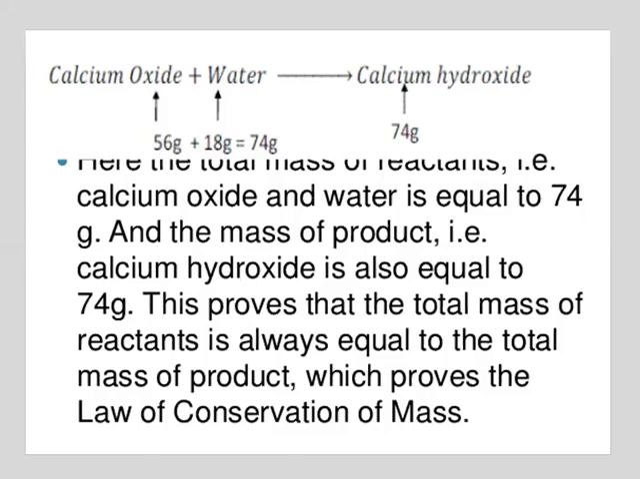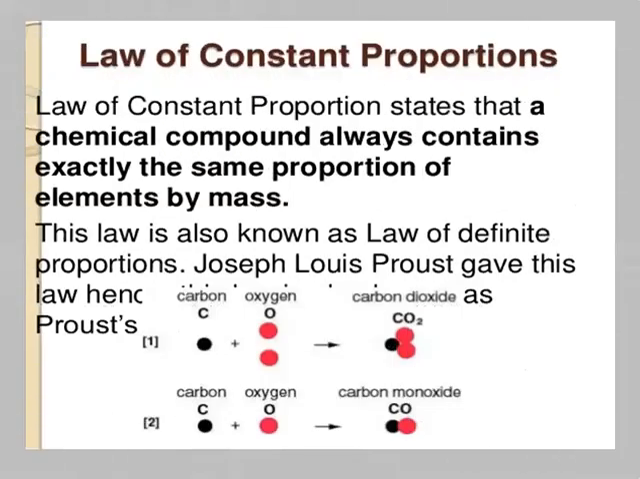Today, we will see the two other laws of chemical combination. This is the law of constant proportion. The law of constant proportion states that a chemical compound always contains exactly the same proportion of elements by mass. This law is also known as the law of definite proportion. Joseph Louis Proust gave this law, hence this is also known as Proust's law of definite proportions of chemical reactions.